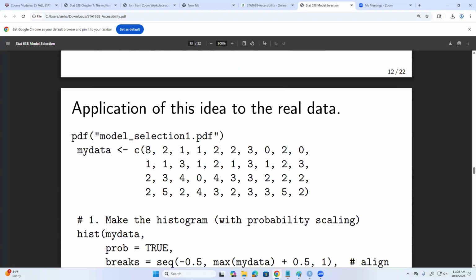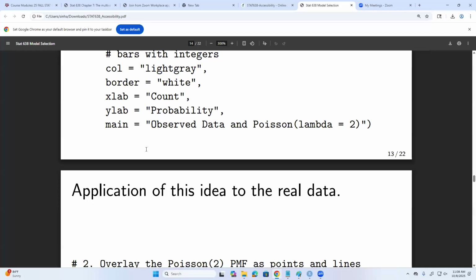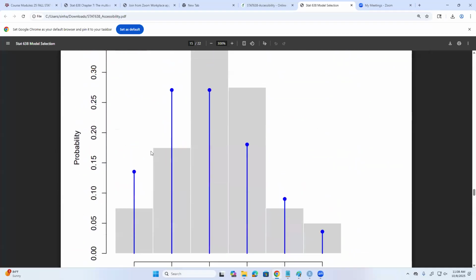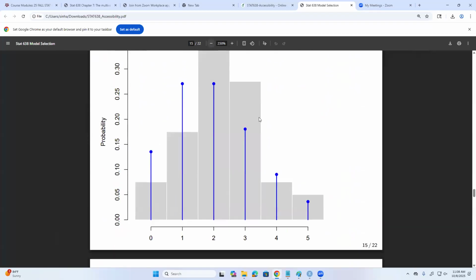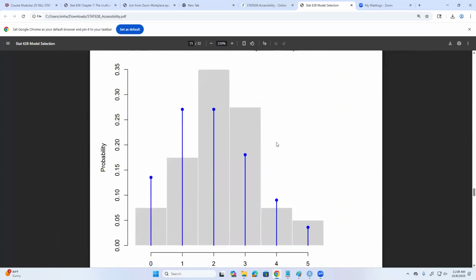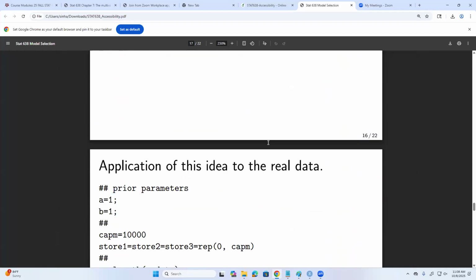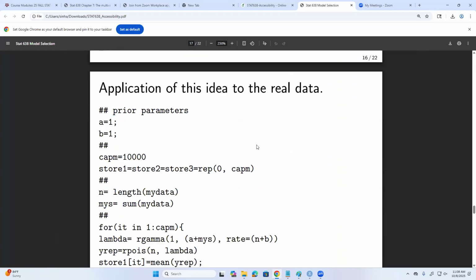So with this data set, what I did is I actually plotted the graph. This is the histogram of the original data, and the blue lines are the probability plot for the Poisson distribution with mean 2, just to show you the difference. But in this Bayesian test, we are checking whether the data are coming from a Poisson distribution, not the Poisson with lambda equal to 2. No, I'm not doing that.